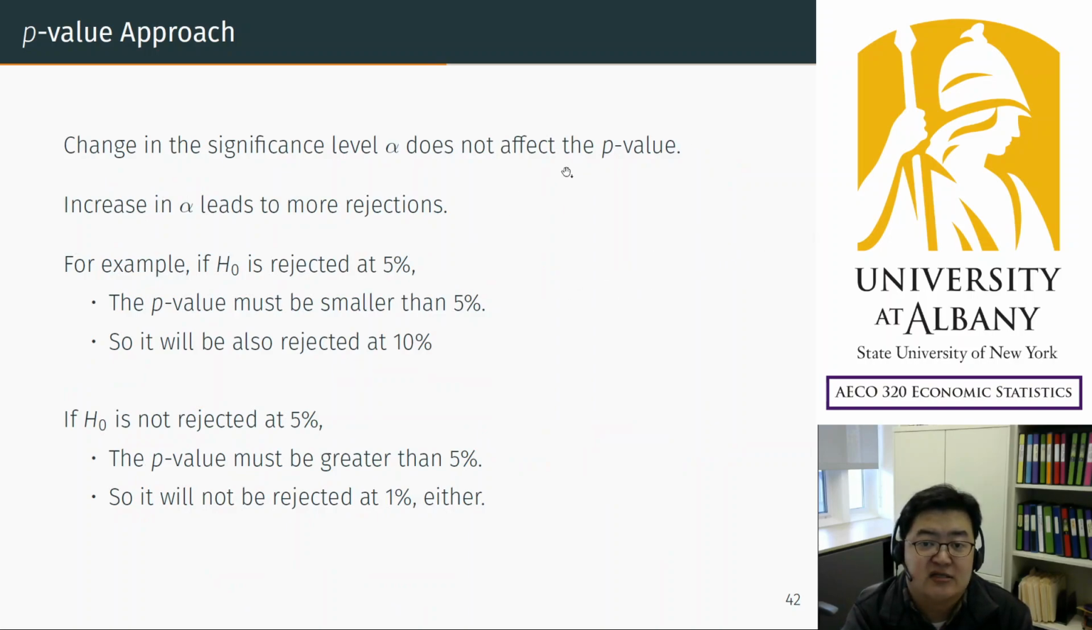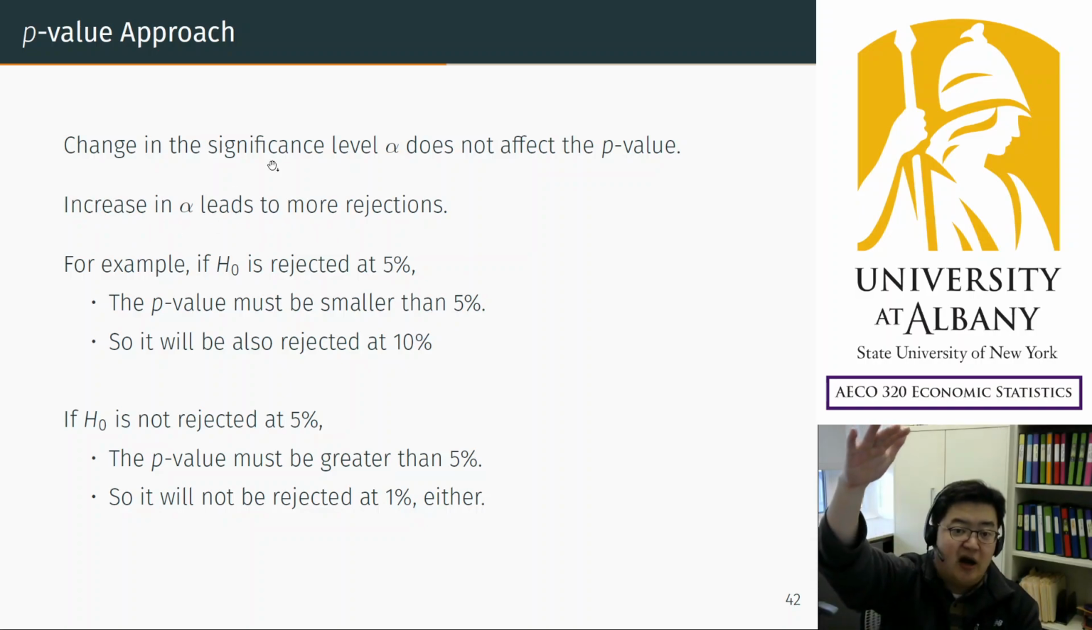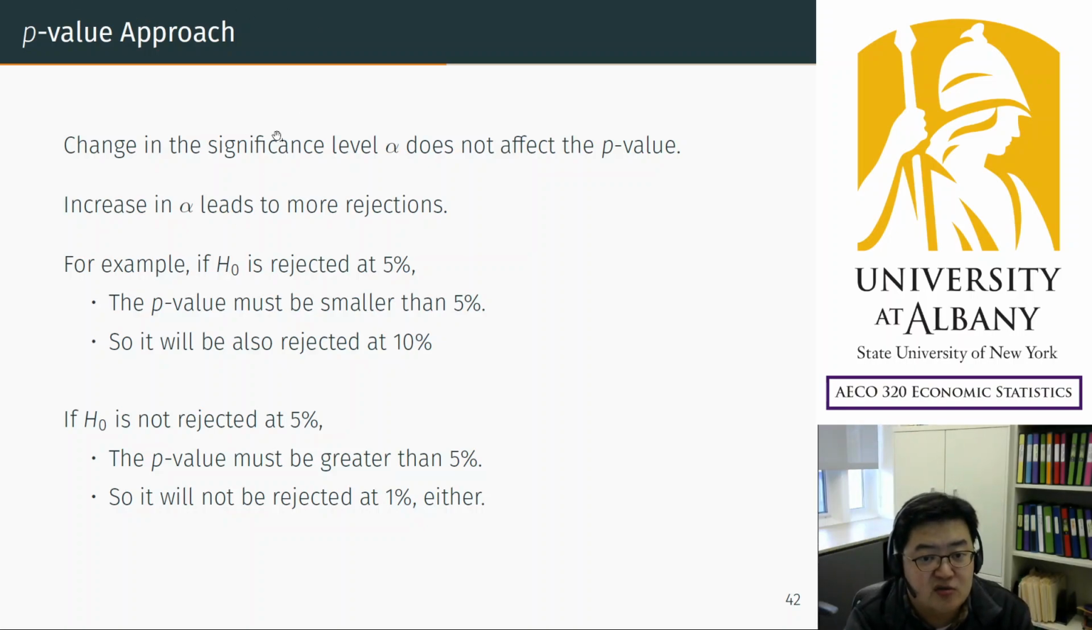However, alpha is not involved in the p-value, so you may change alpha. If you want to change alpha, there is no change in the p-value, so you don't need to compute it again. And now you can study how alpha works. If you choose a higher alpha, then you are rejecting more, more likely to reject the null hypothesis.